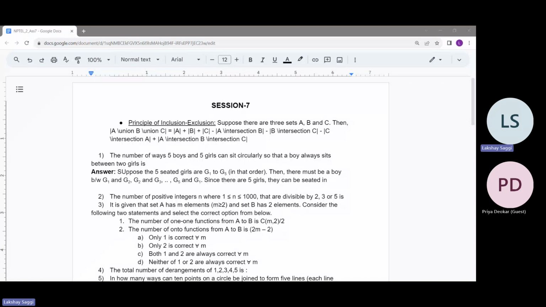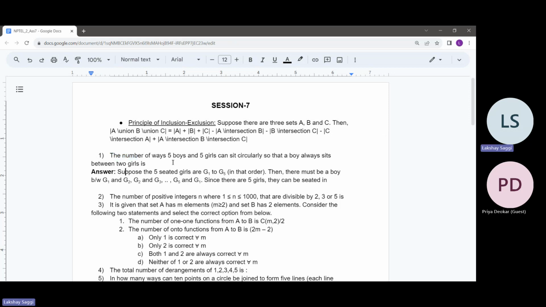Also, someone has joined. So hello, Priya. I've just started with the session. I've just discussed what the principle of inclusion exclusion is, and I'm just discussing the first question right now. So I just started with the first question.